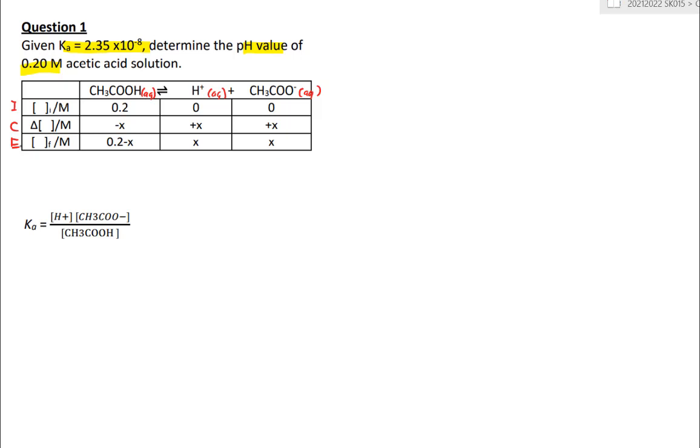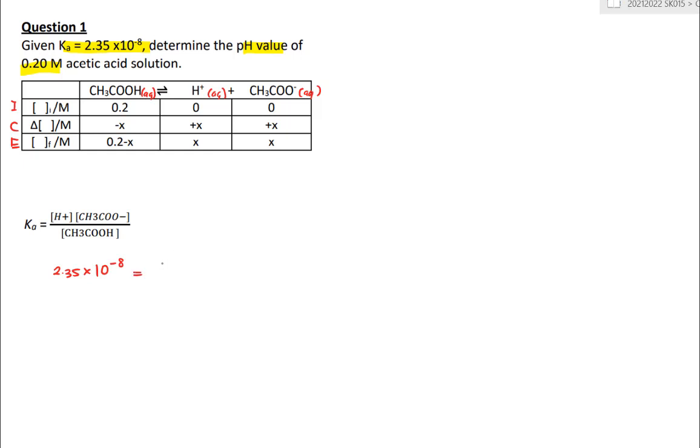So 0.2 minus X for the equilibrium concentrations of the acetic acid, X and X for each of your H plus and the conjugate base. So here is your Ka expression, where H plus on the top, we have conjugate base on the top as the product, and then over the concentrations of your weak acid. In this case, the value of Ka is given as 2.35 times 10 to the power of -8.